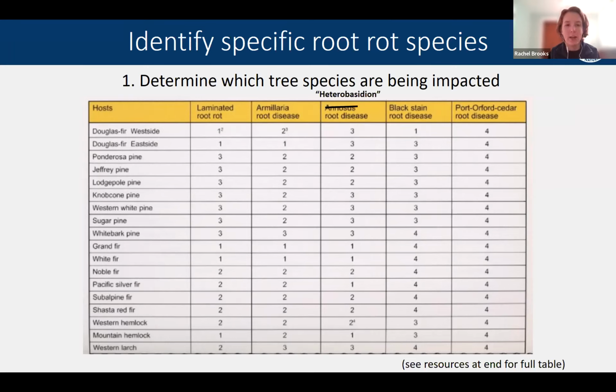What this table shows is a rating of how likely that root disease is going to occur on that tree species, with 1 being the most likely and 4 being very unlikely. And this allows us to get a sense of, if we know what trees are being killed on our property, what root rot might be there. And this just helps narrow down our choices when we're trying to figure out what species is in the field.